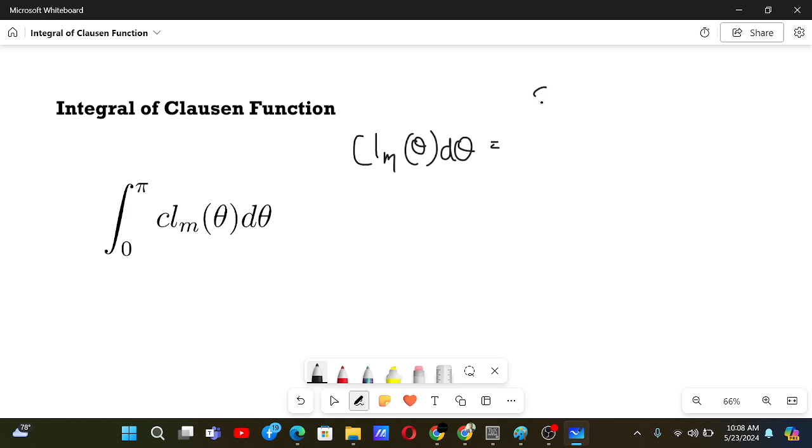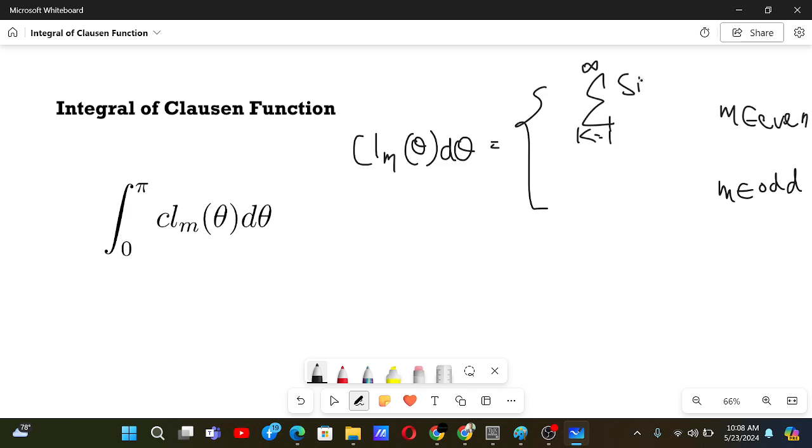It's defined in two ways, just like the modulus function, in two cases: when m is even and when m is odd. When m is even, it's defined as the sum from k equals 1 to infinity of sine of k theta by k to the power m. When m is odd, it's defined as the sum from k equals 1 to infinity of cos k theta by k to the power m.